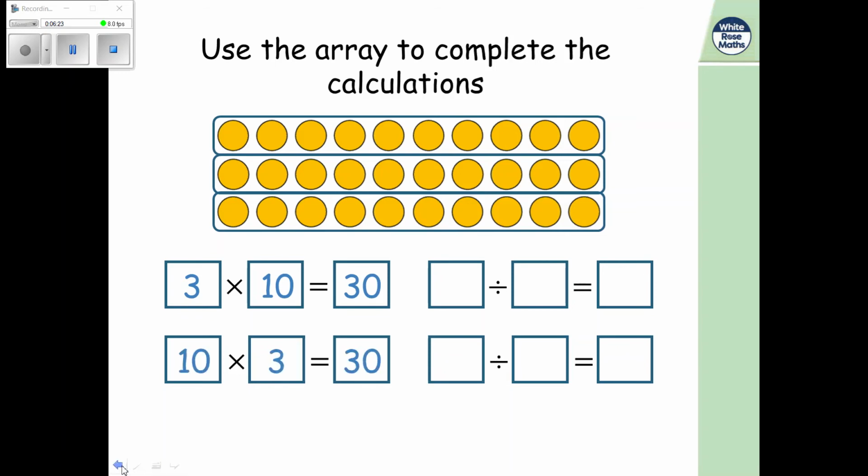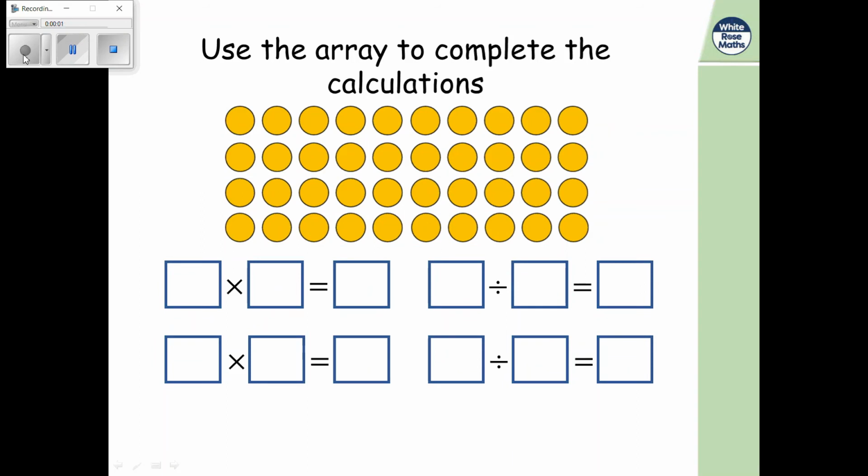So they've already done the next multiplication sentence. So 10 times 3 equals 30. Moving on to our division, 30 divided by 10 equals 3, which means again 30 divided by 3 equals 10. So well done if you got them right as well. So this is another array. Can you pause here and complete the multiplication number sentences and the division number sentences as well?